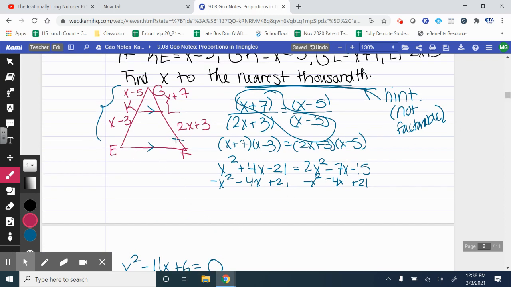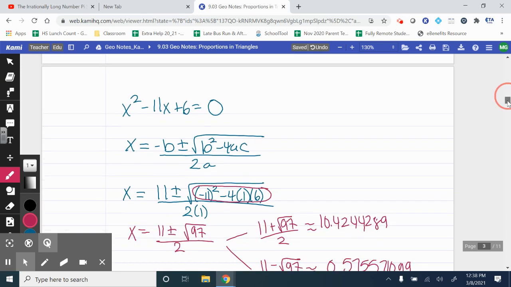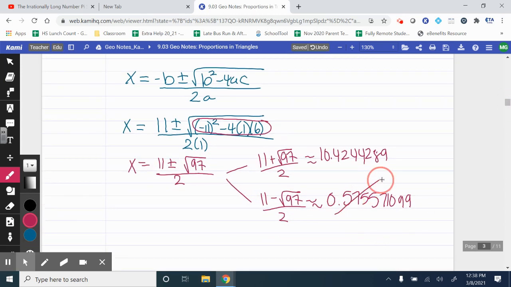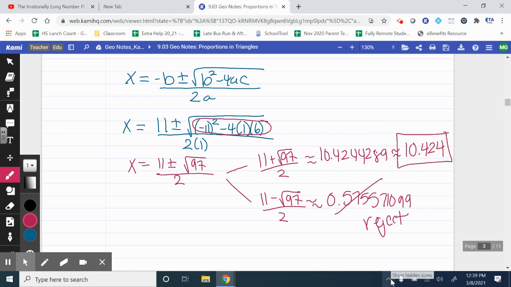And if I go back to my original problem and I were to sub these in, if I sub in a 10 for any of these would be good, but if I sub in a number less than 1 and then subtract 5 from that or subtract 3, that's going to give me a negative value. So here, I don't want to keep this one. I want to reject that. And then it said to round to the nearest thousandth. So tenth, hundredth, thousandth. So 10.424 would be your final answer for that one.